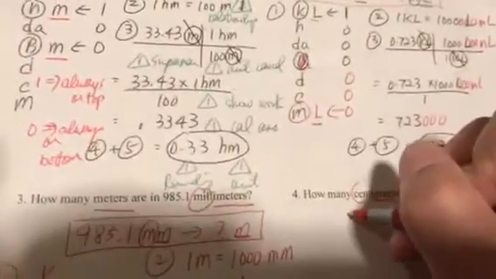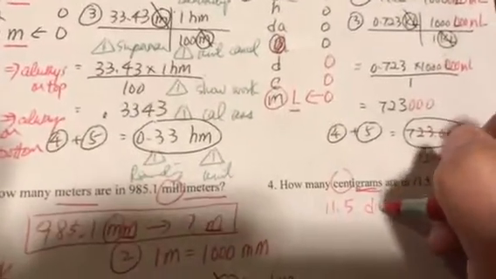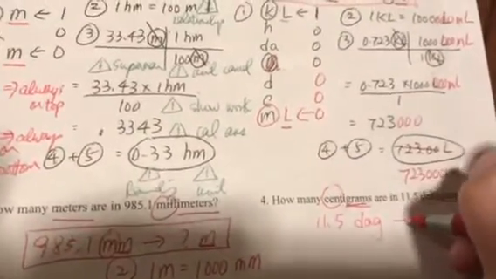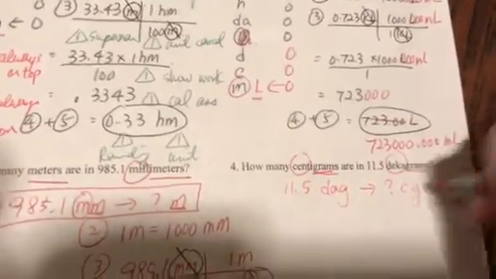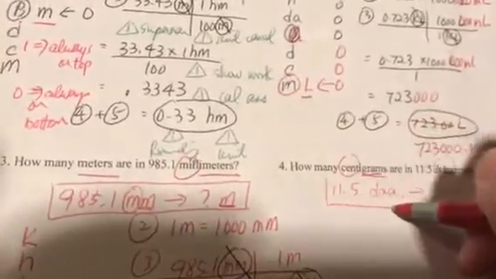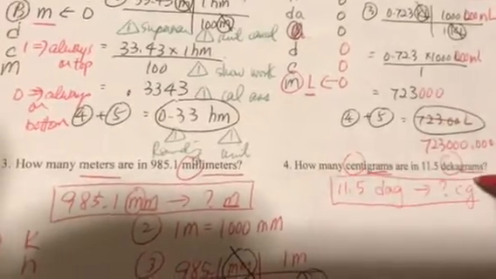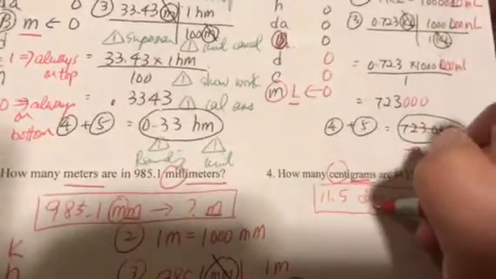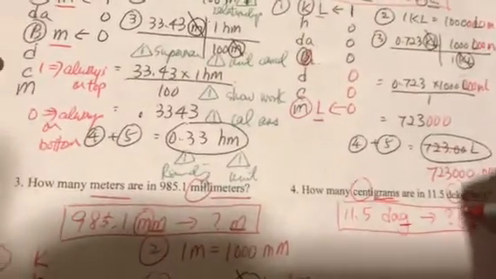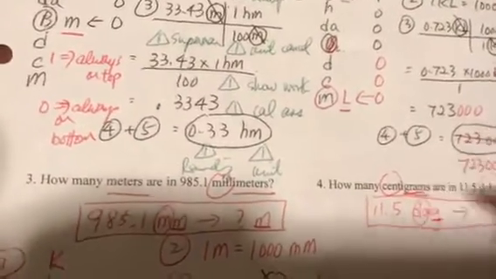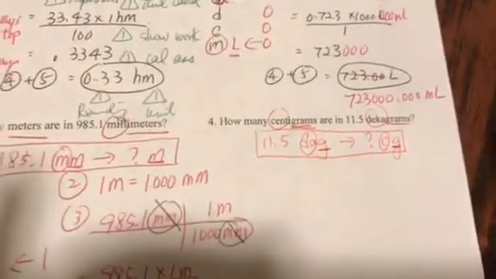I'm going to write the equation. 11.5, deca is dA, gram is G, right? Question mark, how many centigram? So centi, gram. All right, I'm going to box this. And I'm going to do the same thing. I underline my unit, and then I circle my prefix. I underline my unit, I circle my prefix.